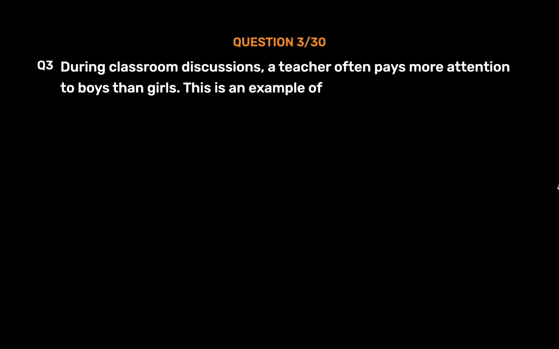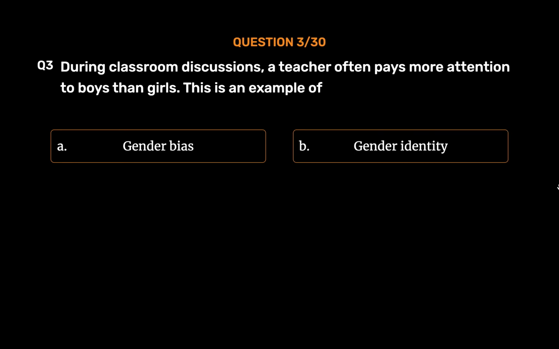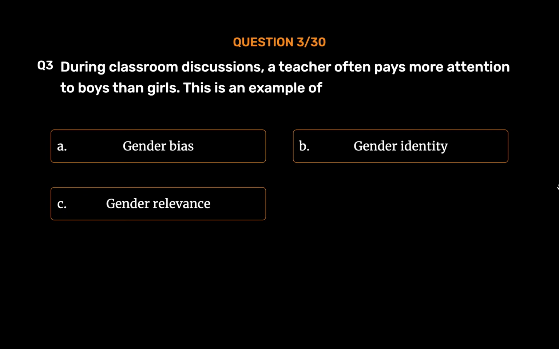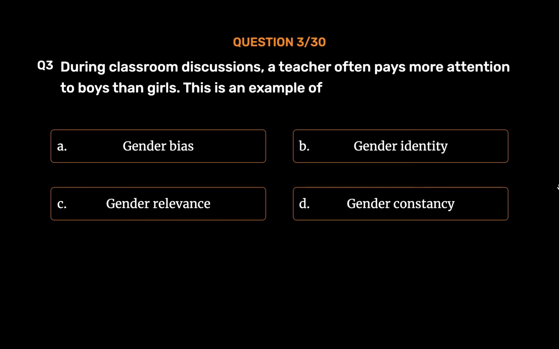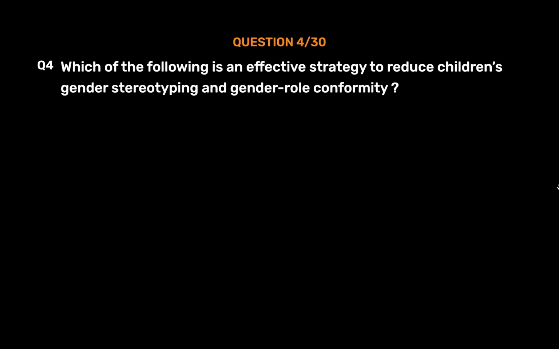Question number 3. During classroom discussions, a teacher often pays more attention to boys than girls. This is an example of Option A. Gender bias. Option B. Gender identity. Option C. Gender relevance. Option D. Gender constancy. The correct answer is Option A. Gender bias.